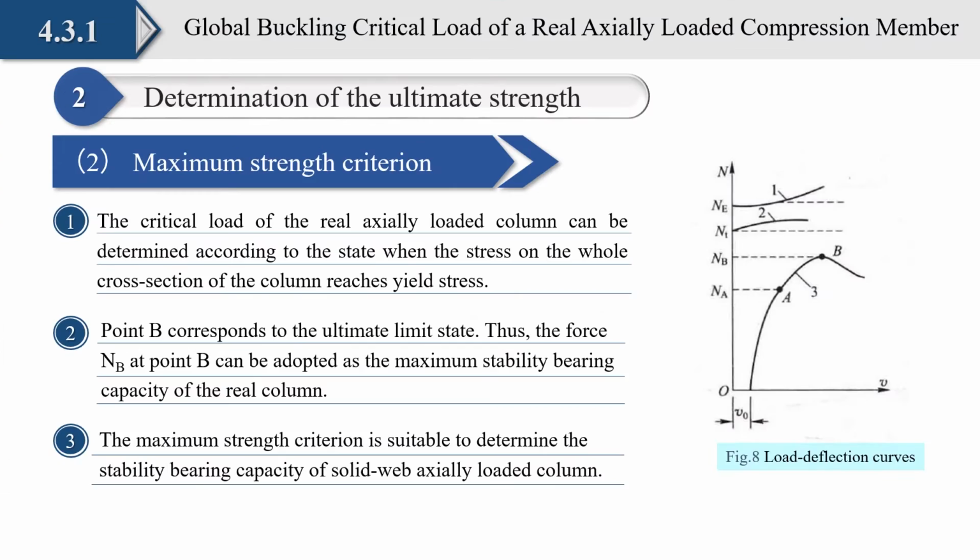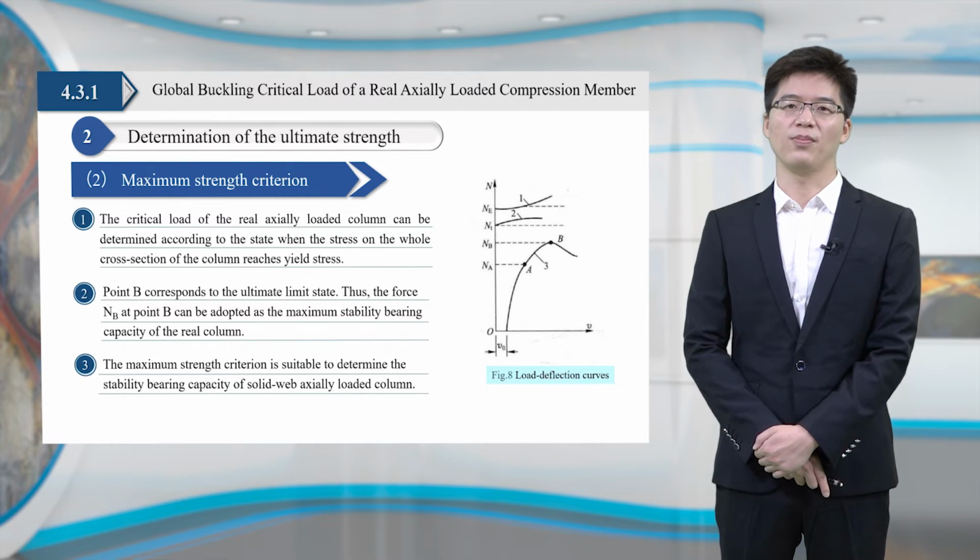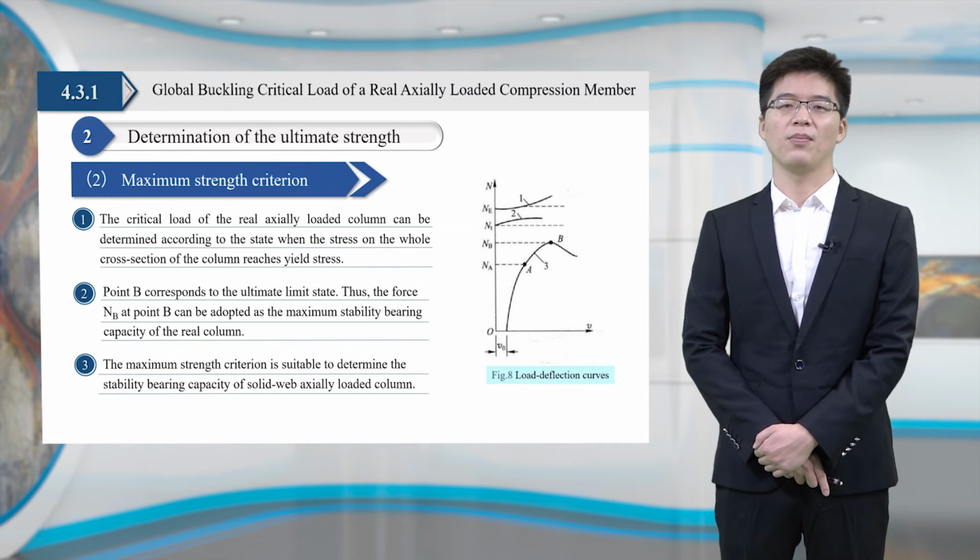In curve 3 mentioned above, the ultimate limit state of the real axially loaded column generally corresponds to point B. Thus, the compression force NB at point B can be taken as the maximum overall stable bearing capacity of the column. Then, the critical stress of the column can be obtained by dividing this critical force by the column cross-sectional area. The maximum strength criterion is usually suitable to determine the stability bearing capacity of solid web axial compression members.